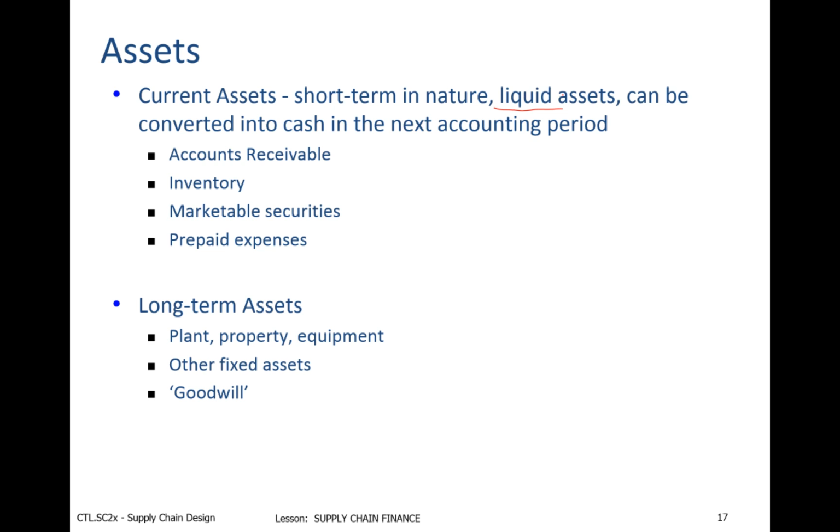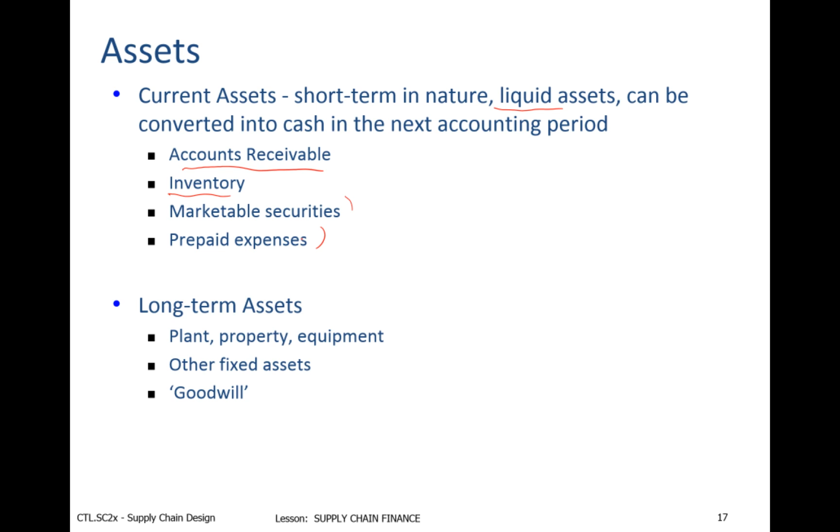Current assets include accounts receivable, right? These are monies that are owed to the firm. Inventory, this is finished product and could be raw materials and work in process, as well as some other cash or cash-like items like marketable securities, and then another element, which are prepaid expenses.